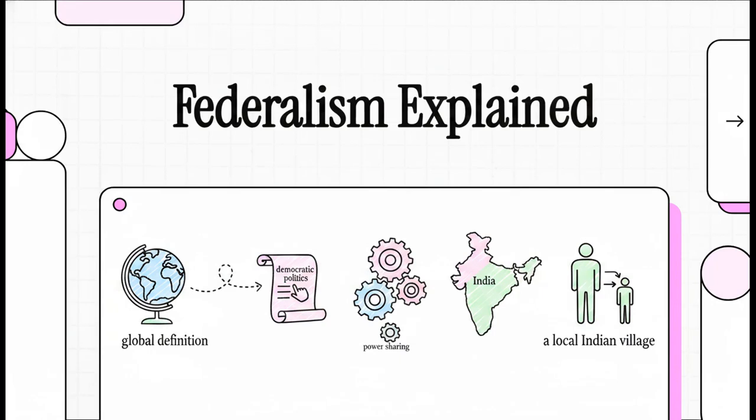Welcome to this explainer. Today, we're taking a deep dive into the absolute bedrock of democratic politics, federalism. We'll be breaking down this concept in really simple English, starting from the big picture global definition, all the way down to how power is shared on the ground in a local Indian village. So if you've ever wondered exactly how power is distributed in a massive, incredibly diverse democracy, you are in the exact right place. Let's get right into it.